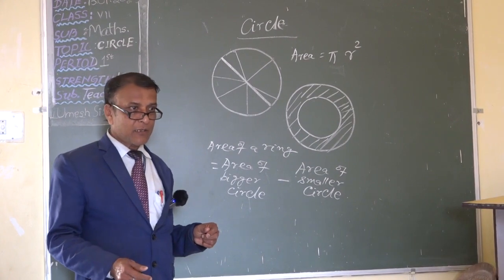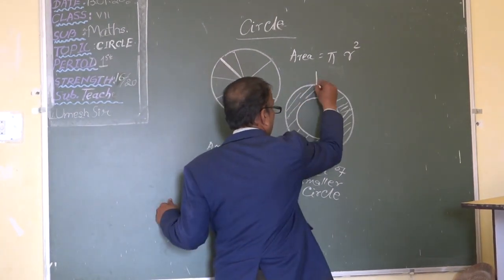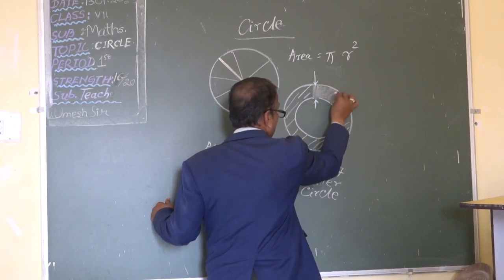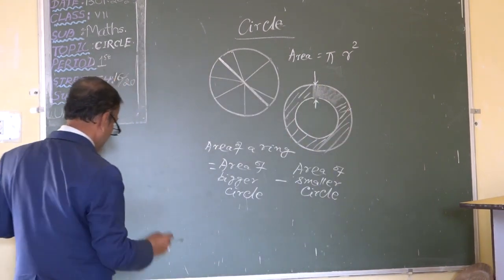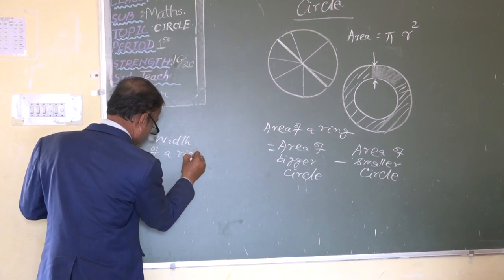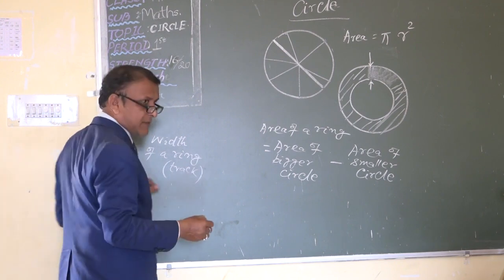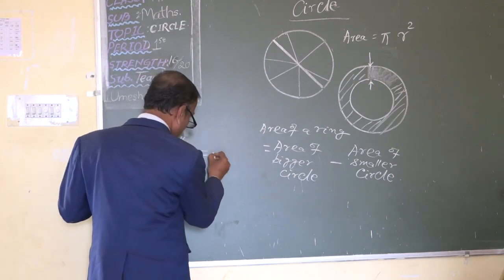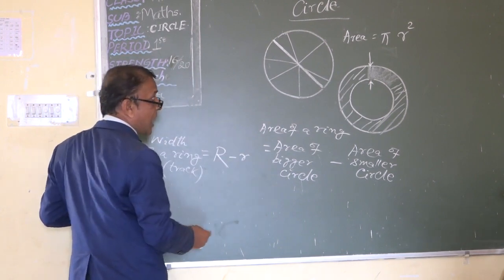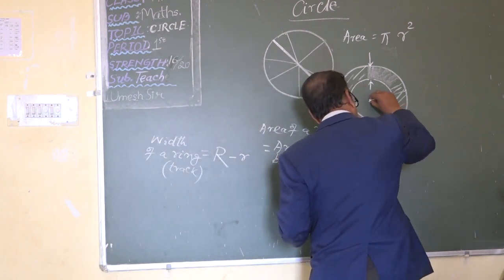How can you find the width of the ring? This is called the width. Here to here, it is called the width of the ring. So, width of a ring, you can say ring or circular track, is equal to outer radius minus inner radius. Outer radius means here to here, this radius minus this radius.